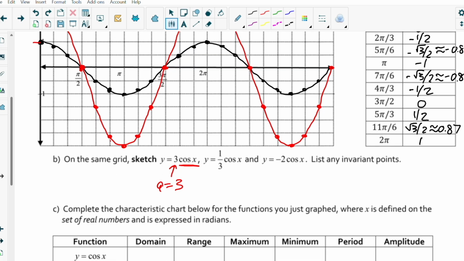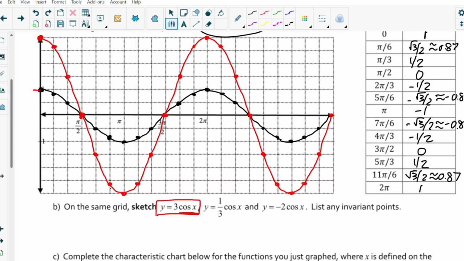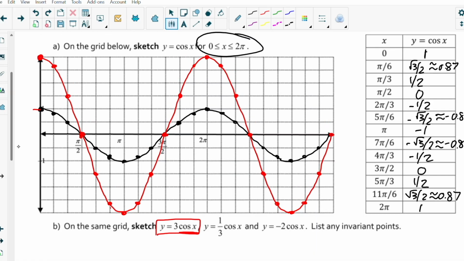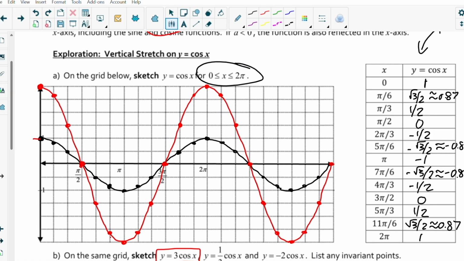Okay. So in red, that is y equals 3 cosine of x. And then I should say in black here, let me just so I can get all the colors correct. In black, it's y equals cosine of x. Okay. Let's look at y equals 1/3 cosine of x, which is in blue. I'll make that in blue.